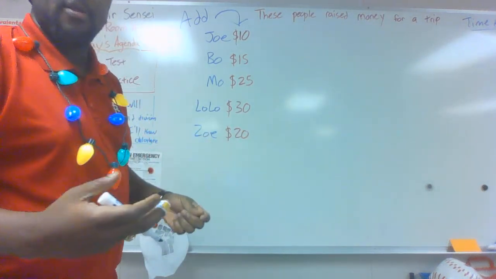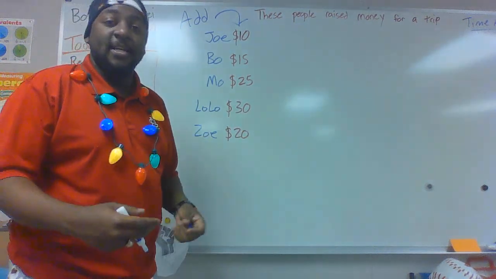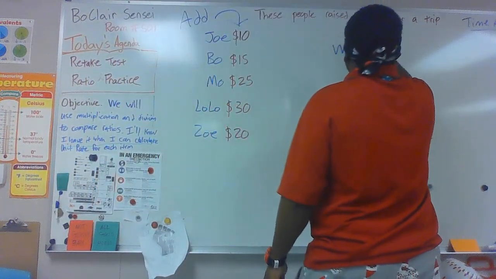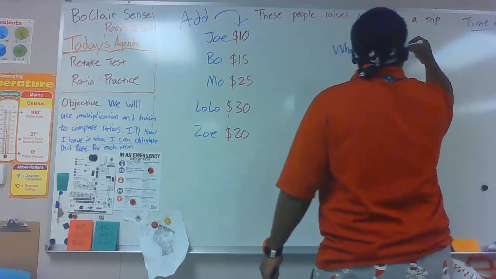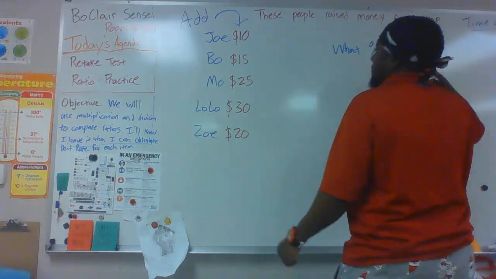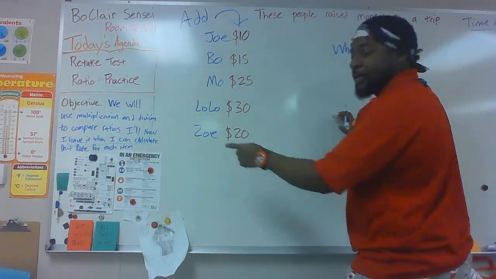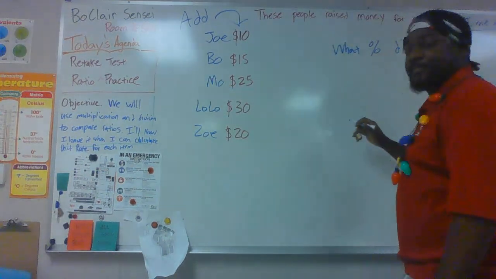Because we need to know the whole before we can find anybody's percentage. Because that's what the question is going to ask you. It's going to say, what percent did each person raise? So what percent did Joe, what percent did Bo, what percent did Mo, what percent did Lolo, and what percent did Zoe raise?